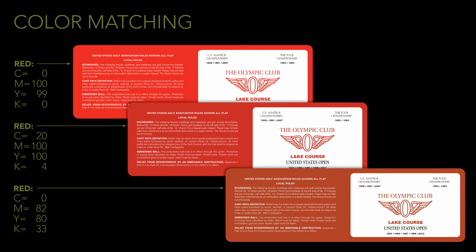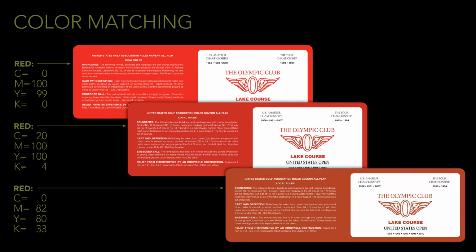The one on top is 0% cyan, 100% magenta, 99% yellow, and 0% black. By altering the percentages slightly, you can get different shades. We upped the cyan and black for the middle card, which makes a darker, richer red. For the bottom card, we took down the magenta and yellow, but upped the black, which makes the red more of a dull, rusty color.